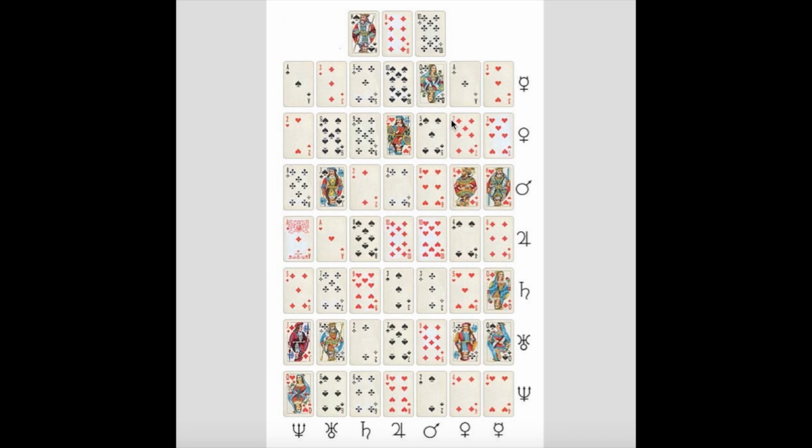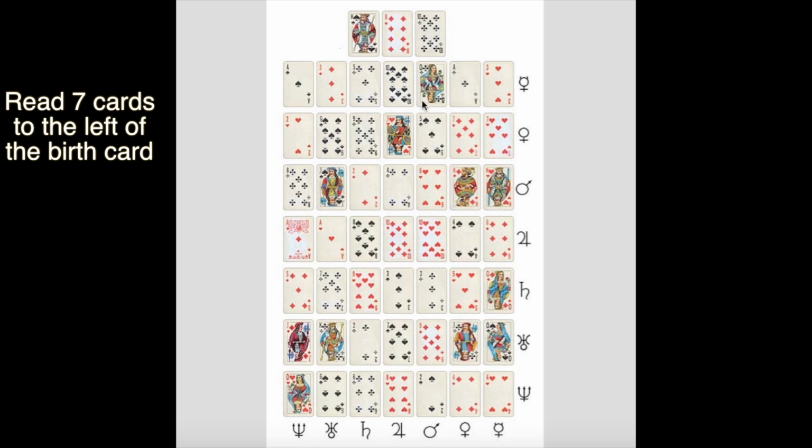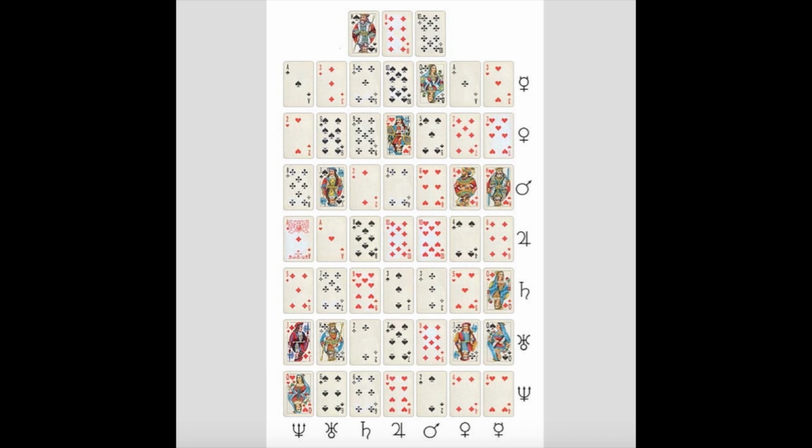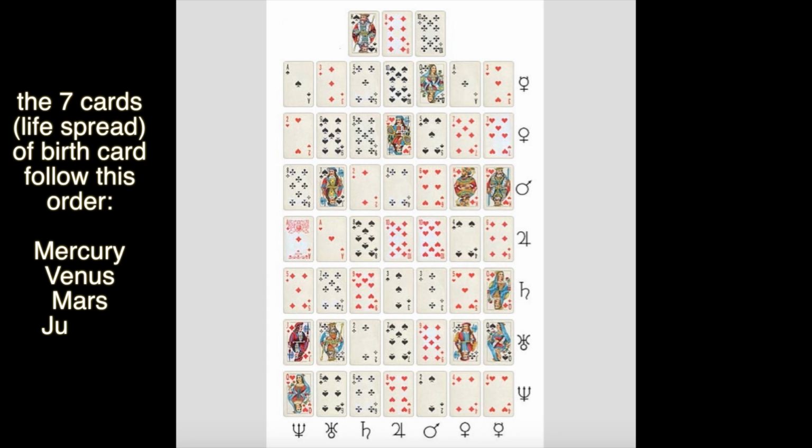So say you happen to be a 5 of Spades birth card. If you look in that Venus row, you'll find a 5 of Spades. How you read the life spread for a 5 of Spades is you always read to the left of the card. The first card to the left of the 5 of Spades would be the Jack of Hearts, which follows the same planetary order. Jack of Hearts would be the Mercury card for a 5 of Spades birth card.